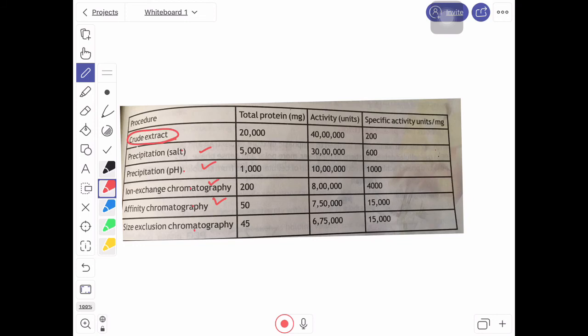Crude extract is the starting material which we take. For example, just after fermentation you got a broth, and that broth is your crude extract. Suppose from this you are going to isolate the protein, so this is the crude extract.